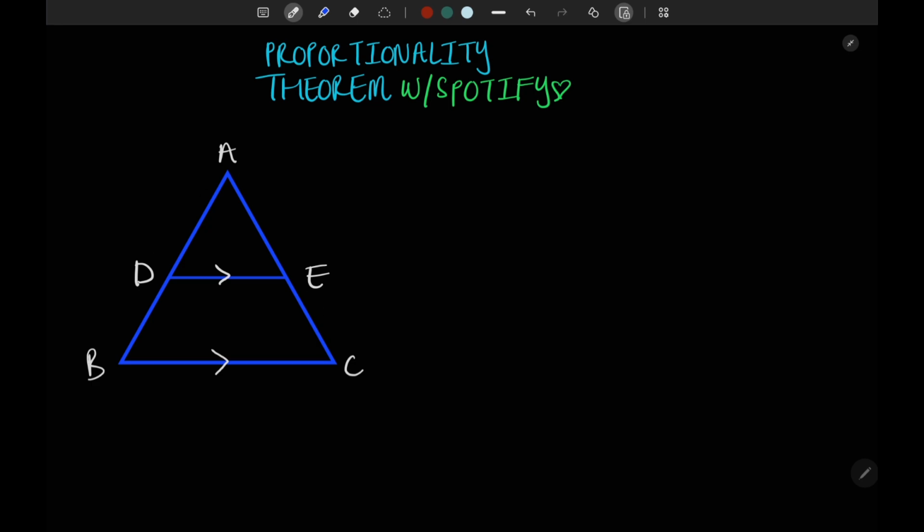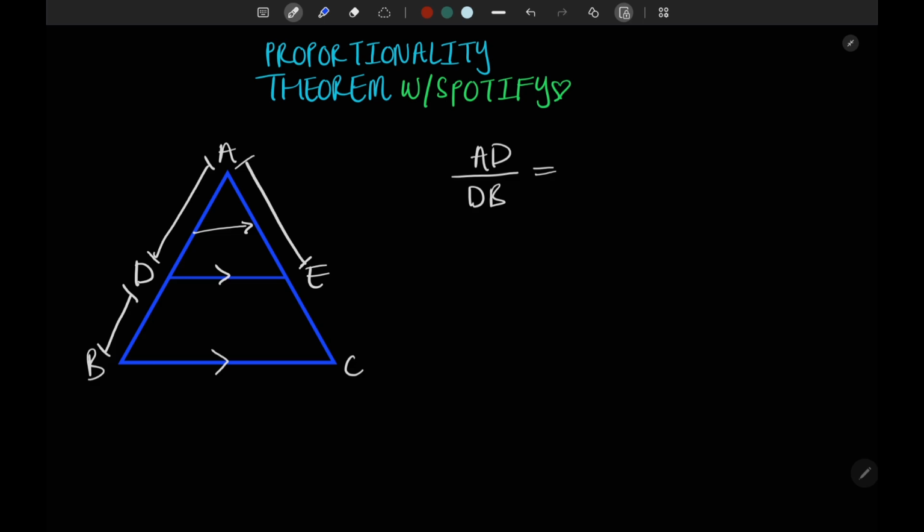Now, we prove this theorem using ratios. We can start with, let's say, AD. AD is from here to there. AD over, let's say, DB. DB is from here to there. Is equal to, when you choose the next sides, make sure that they match. We said AD, right? To see the side that matches, let's draw an arrow. It's AE from here to there.